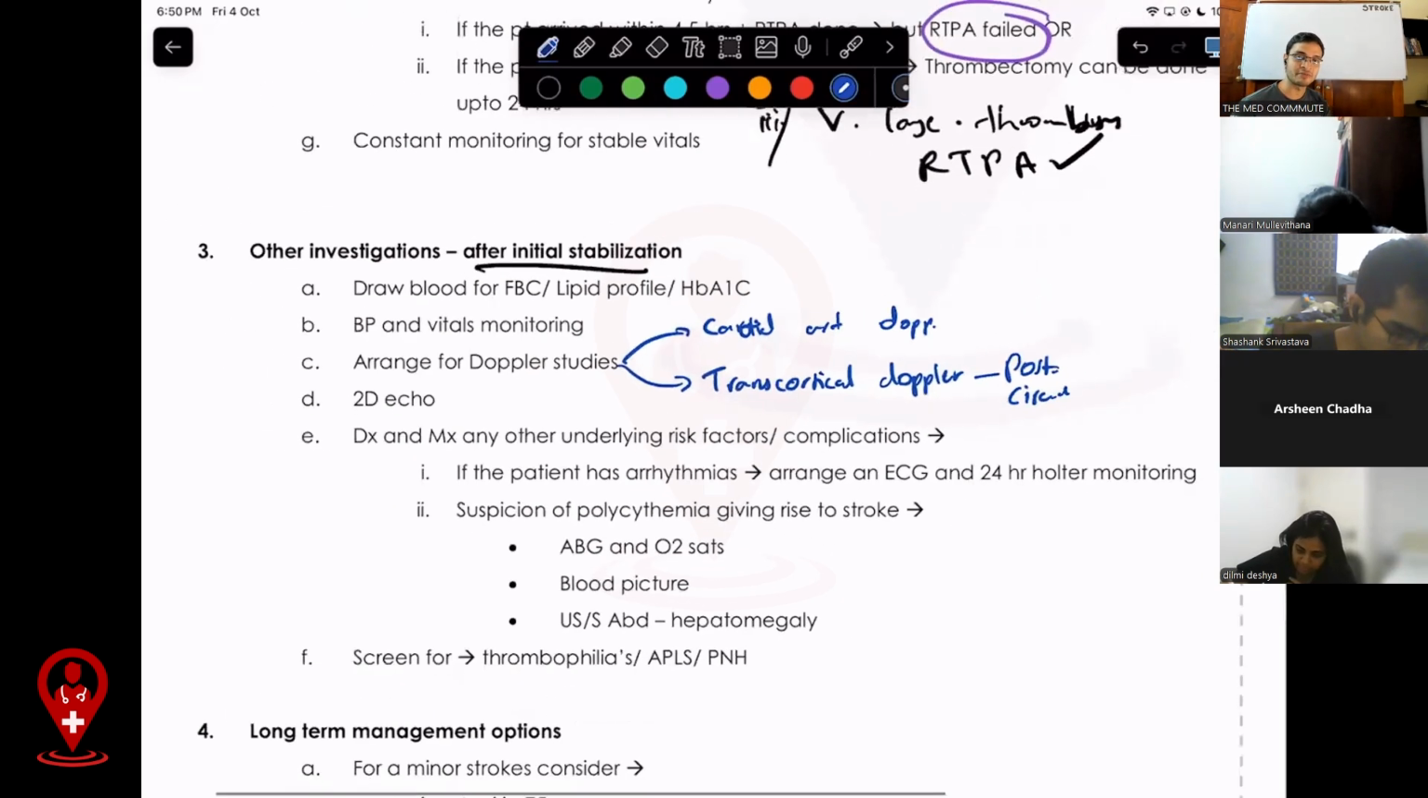Carotid artery Doppler is for anterior circulation strokes. So we can arrange for these types of Dopplers. Then, guys, a 2D echo.